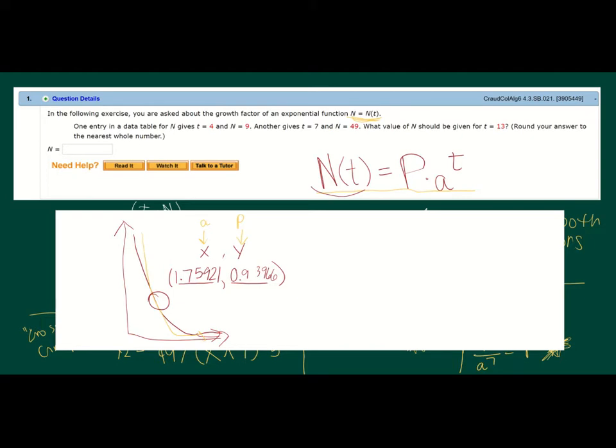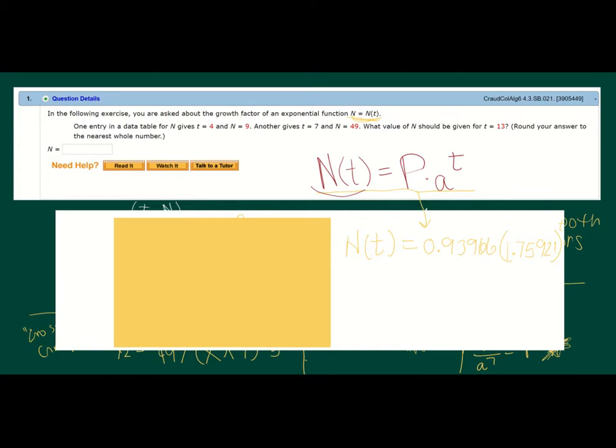So by using these two functions and the crossing graph method, we were able to determine that in our formula, n of t, the P value is our Y value, so it's something approximately like this, 0.93966, sort of rounded down there. That t is always there, that's our exponent, and the A value was approximately 1.75921.